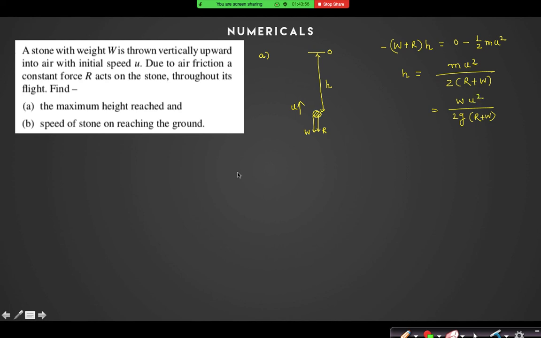Why did you do W by g? I didn't understand. Because m is not given, so I have weight equal to mg.